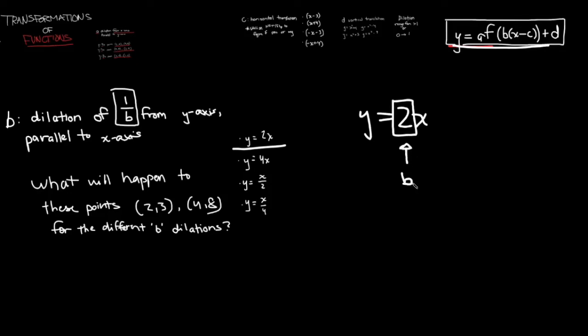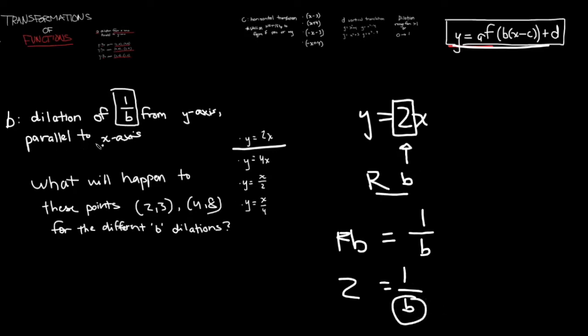But this isn't the actual value of b. This is just the result of b. So, we can say the result of b, so RB, the result of b is equal to 1 over b, right? So the result of b is 2, so we can write 2 in. And then we already have everything else, 1 over b. And we want to find the actual value of b, which is the dilation of 1 over b from y-axis to parallel to x-axis. And we don't know what b is, we only know the result of what b is.